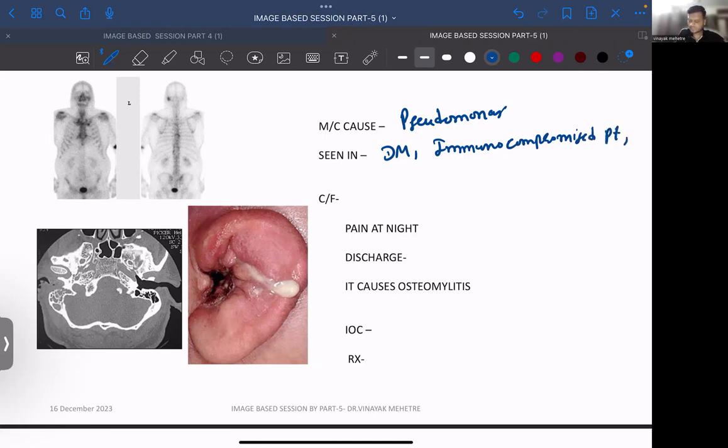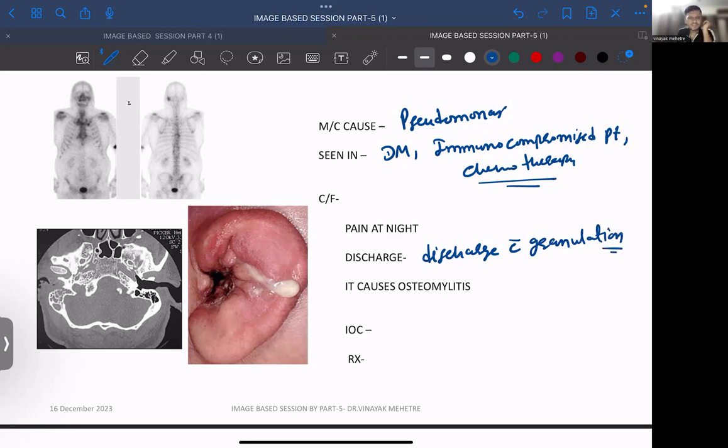right? Patient is taking, for example, chemotherapy. ना? Patient cancer का है, immunocompromised है, right? So over there also we will be able to see. In clinical features, what are we getting? Discharge from the ear with what? Granulation, right? With granulation. And there is one specific feature of pain. Pain at night. Patient will have ear pain at night. ठीक है?